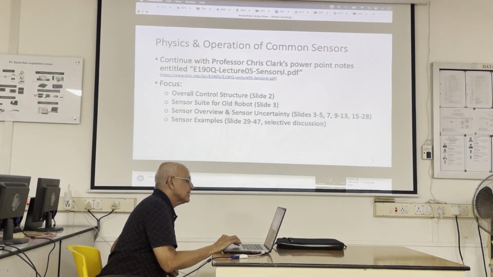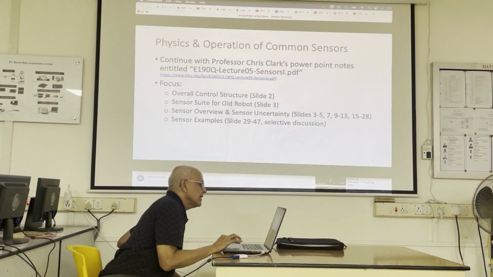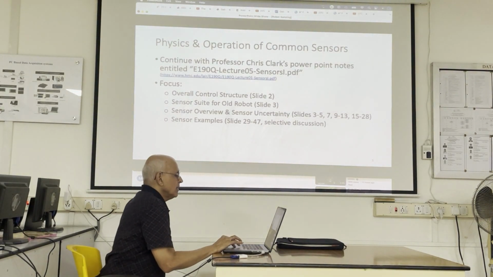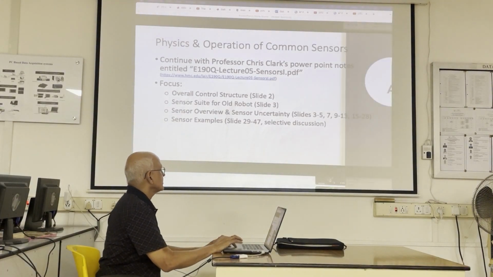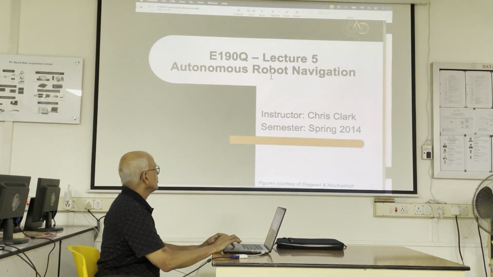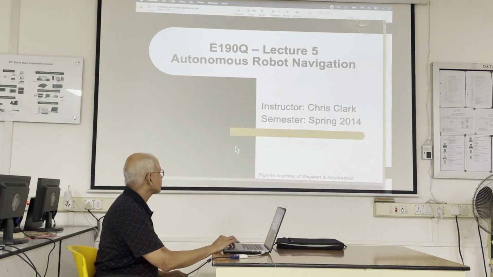It has the name E190Q-sensors. So we can't do all of these because there are too many slides here, but we're going to do the most important parts of it.